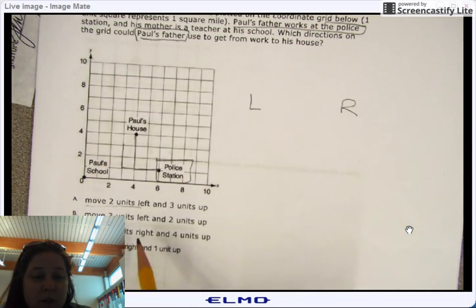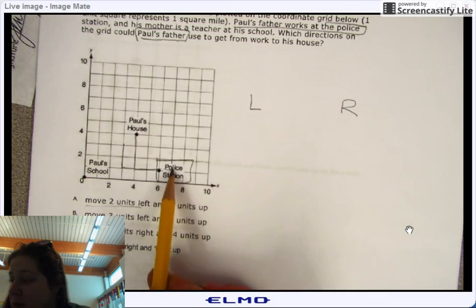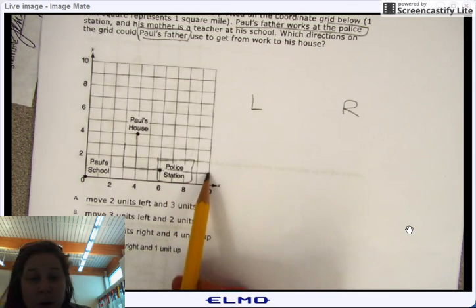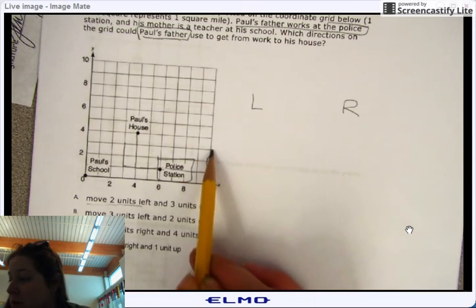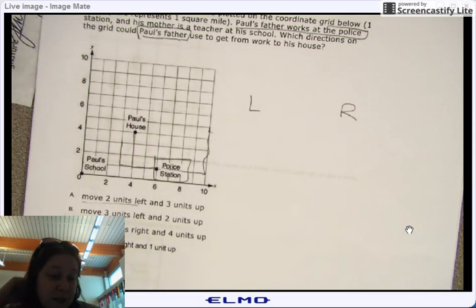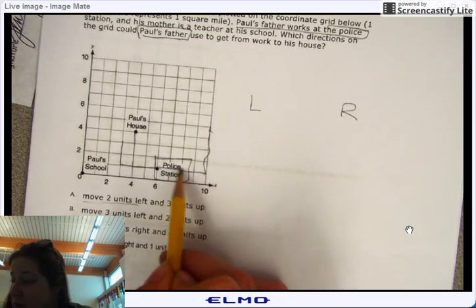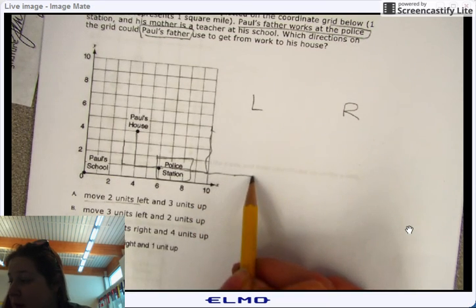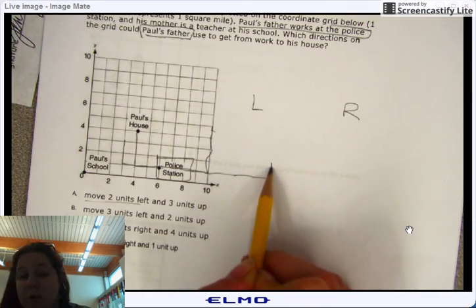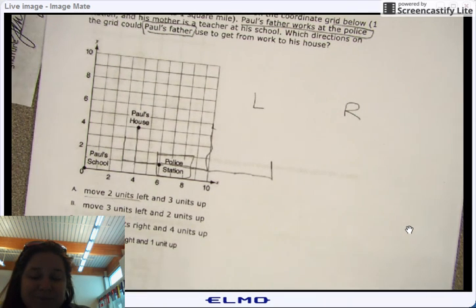That would not put you at Paul's house. Move over 4 units to the right and up 4 units. Remember, going right. 1, 2, 3, 4. And up 4. 1, 2, 3, 4. And move 6 units to the right and up 1 unit. So 1, 2, 3, 4, 5, 6, up 1 unit would put you over here. So the answer is A.